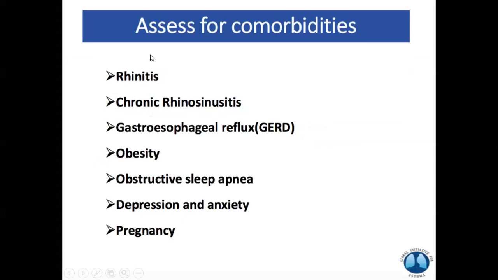And as I said, comorbidities, you are asking, so GERD can worsen. Yes, so GERD, rhinosinusitis, allergic rhinitis, obesity, obstructive sleep apnea, pregnancy, all these comorbidities are known to worsen asthma. So unless you address these comorbidities, whatever treatment you do, the child may not respond to the asthmatic treatment. So you have to also address the allergic rhinitis. You have to also address the GERD. You have to also address the obesity.